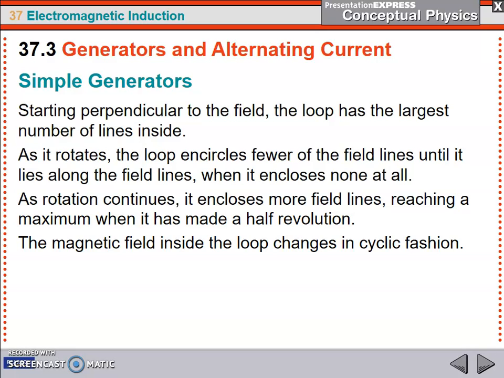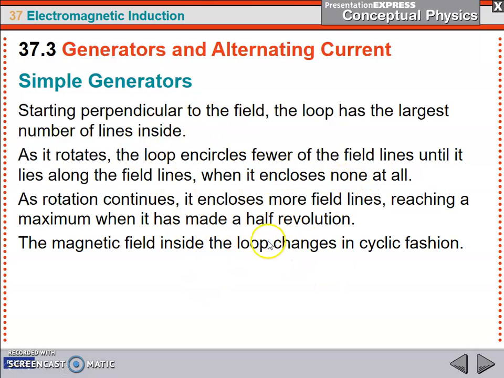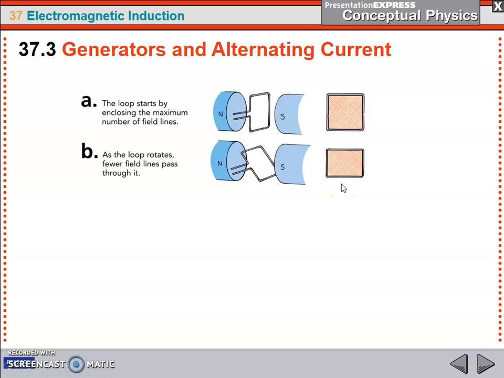So let's look at the pictures. I think these are much more helpful. So all those sentences are over here. So here we have the north magnet and the south pole magnet. So the field lines are going straight across. And if you look at the coil, it encloses all those field lines. That's what he used the cross hatching to represent. A lot of field lines in there.